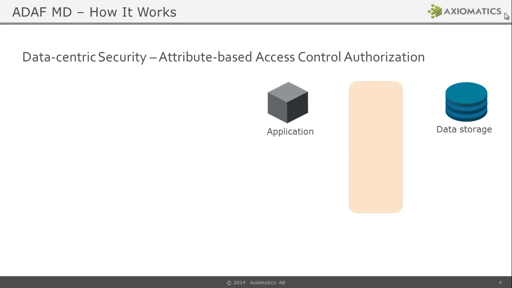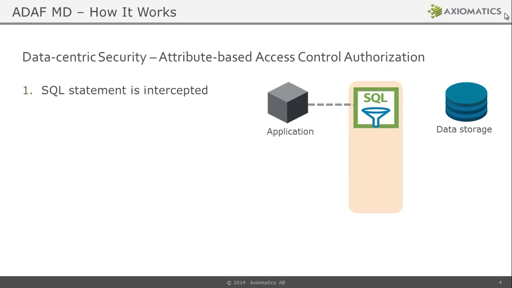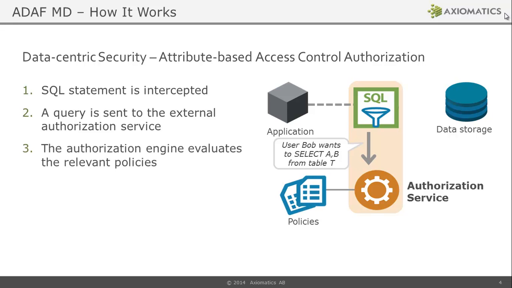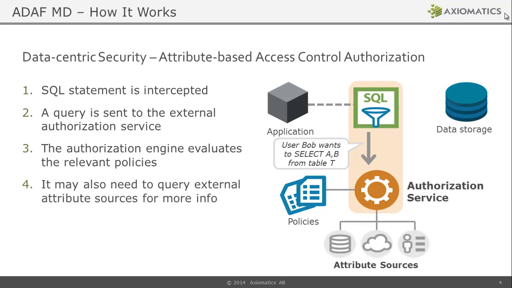Let's imagine we have an application on the left and a database on the right-hand side. First of all, we'll deploy our SQL proxy in between the application and the database. Our proxy will intercept the SQL statement and send it onwards to our external authorization service. The authorization service will look at the authorization policies it knows. It may also retrieve additional attributes or metadata from external sources.